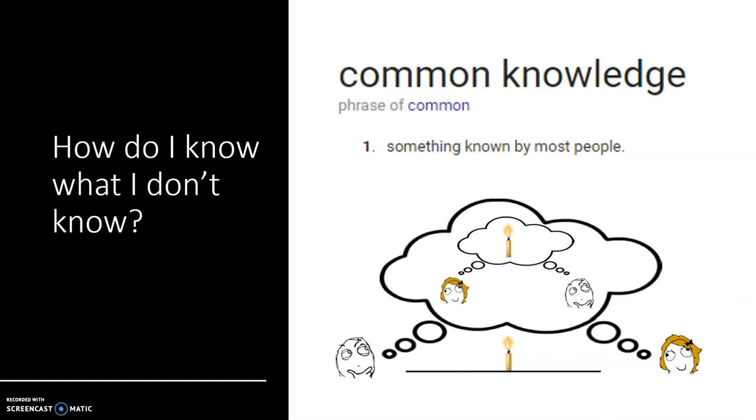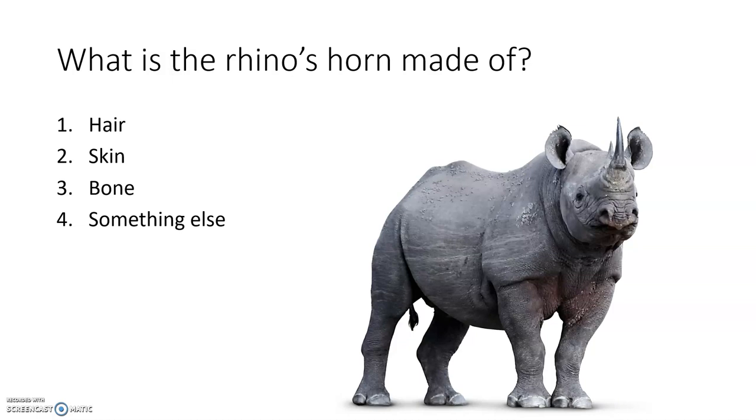So we don't need to cite what's considered common knowledge, and it's something known by most people. It doesn't mean that you have to know it or be familiar with it, but it has to be something that a reasonable person would know something about. So let's take a quiz. What is the rhino's horn made of?